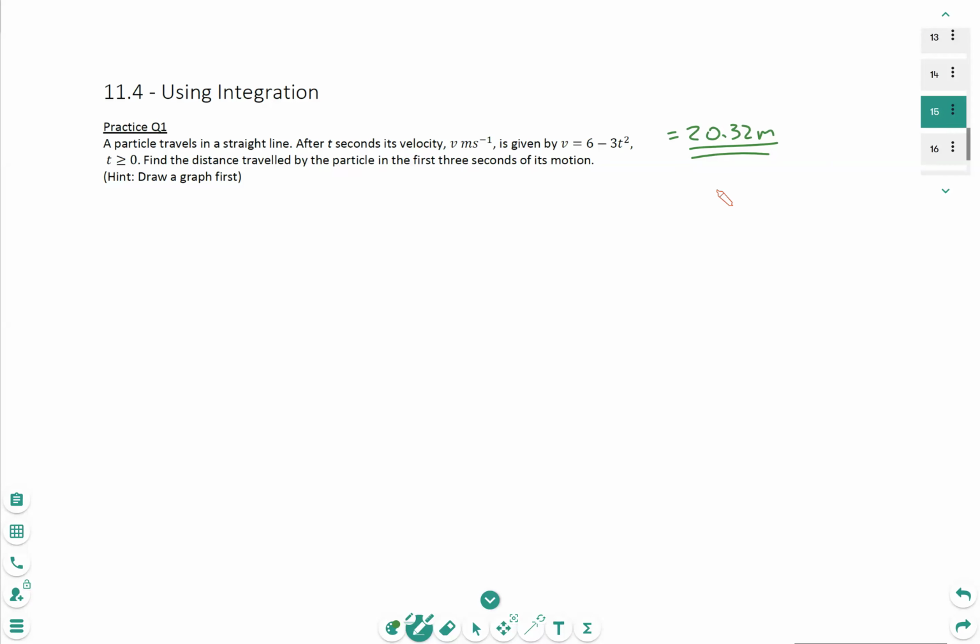Right, this question is actually quite a tricky one. The answer is 20.32 meters. I did give you a hint because it's a tricky one. Now I'll show you why. All right, if you haven't drawn a graph, you got it wrong. Okay, I'll show you what happened in here.